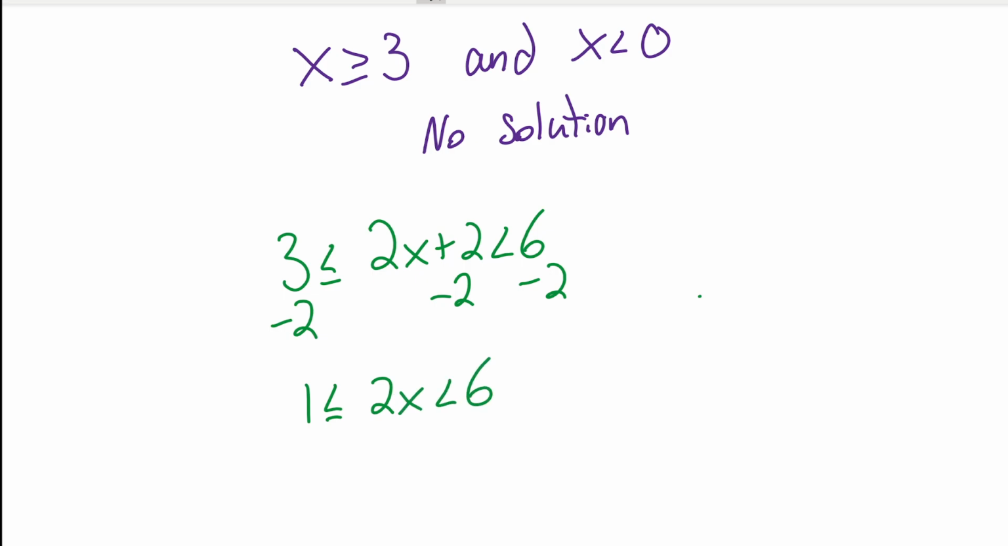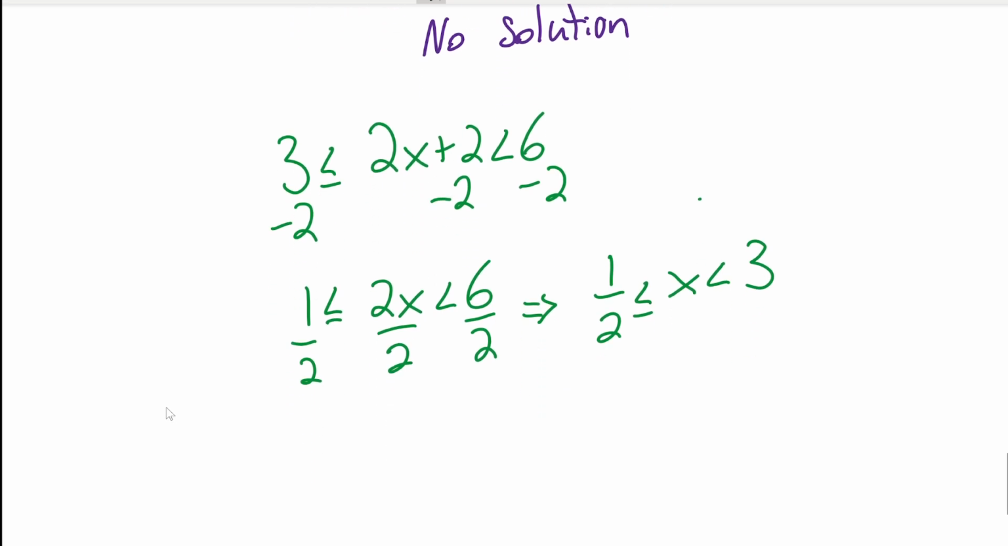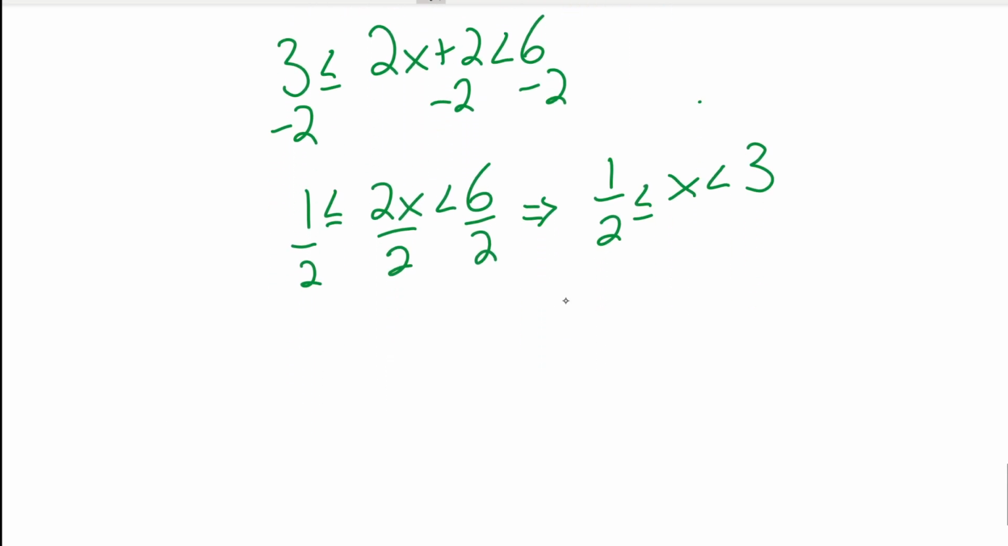Okay. And now we divide by 2, divide everything by 2, and we get 1/2 is less than or equal to x is less than 3. Okay. So x has to be between 1/2 and 3, including the 1/2, not including the 3. So we would write that like this.